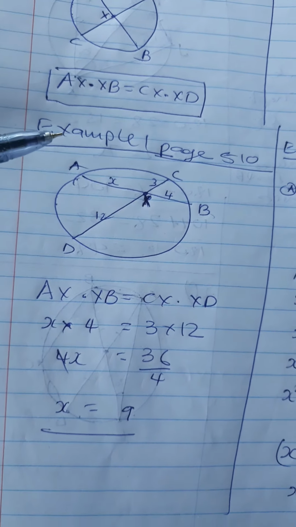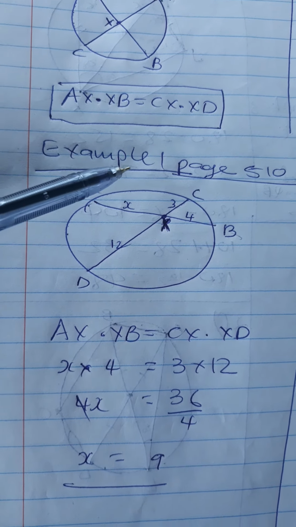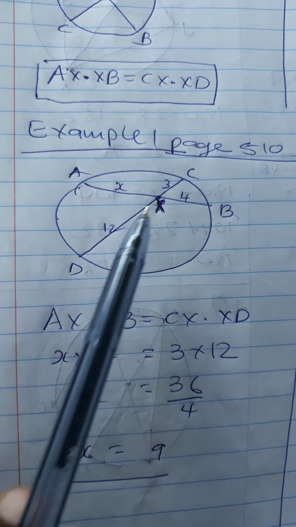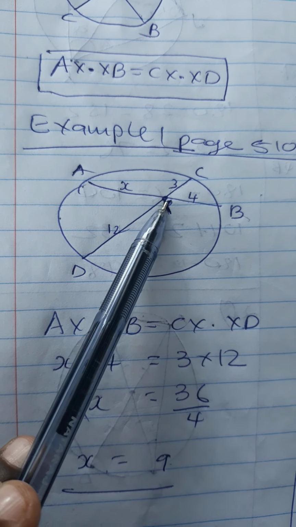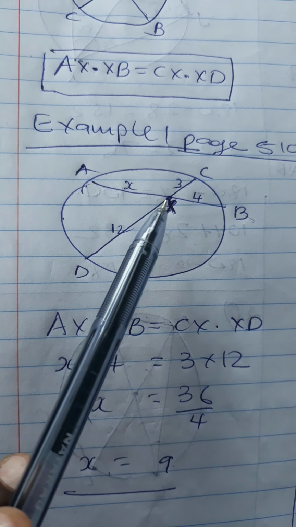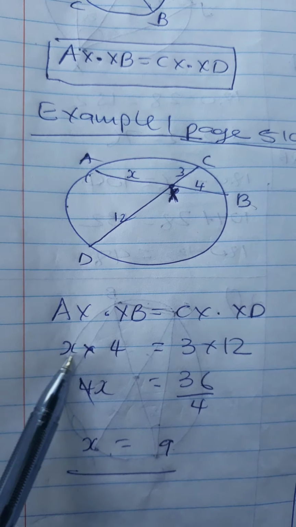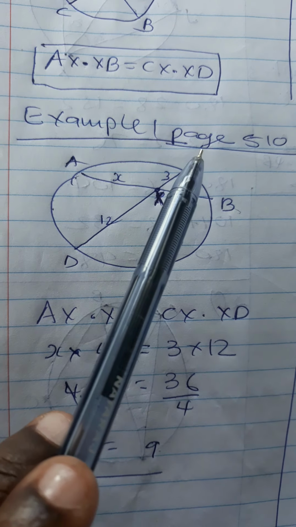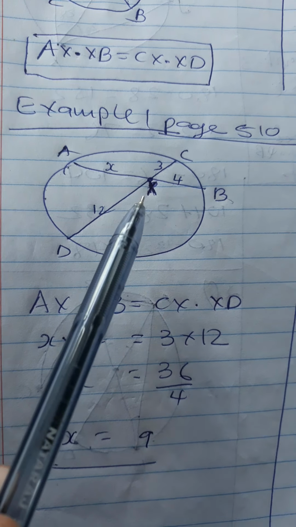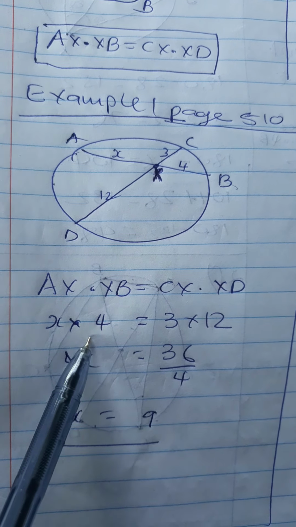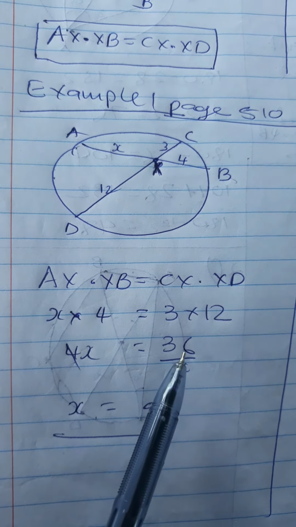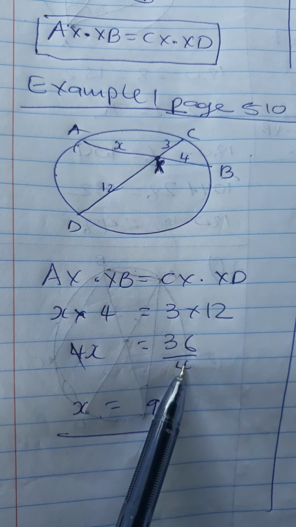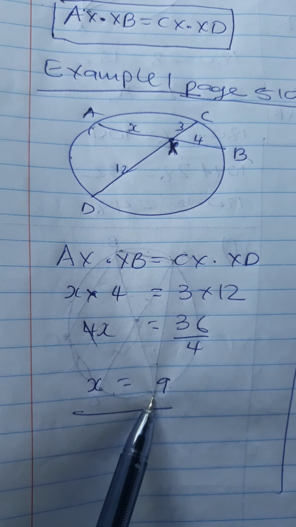Let's look at example 1 from page 510. You can see in this diagram the chords are not intersecting at the circle. The length from A to X is just x, from X to B is 4, C to X is 3, and X to D is 12. Those are multiplied, so 4x is equal to 36. Let's get rid of the 4: it goes to this side as divide by 4, and you get x is equal to 9.